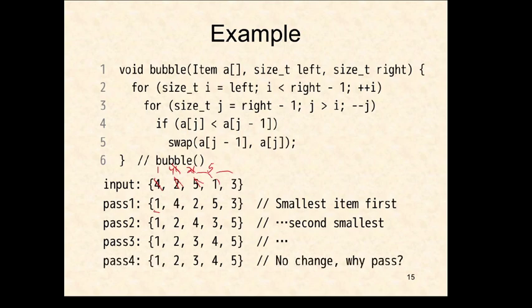Now there were no changes. Why did I make that pass through the data? Because I didn't know that the data was in order. I had to make another pass.